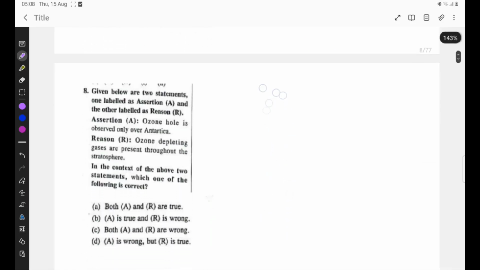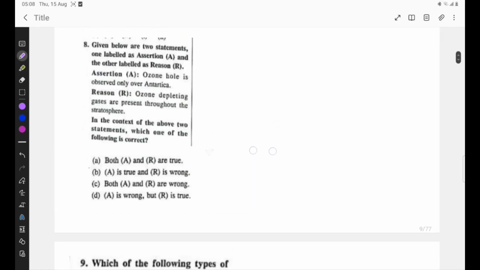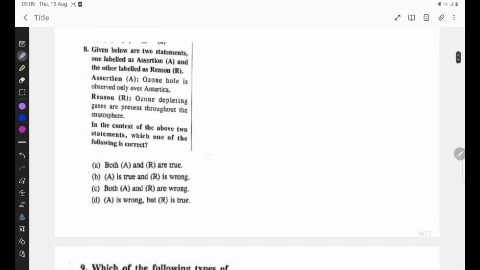Let's look at the next question. Ozone hole is observed only over Antarctica. Ozone depleting gases are present throughout the stratosphere. The ozone hole is very prominent over Antarctica, but it is not 100% accurate that it is only present over Antarctica.